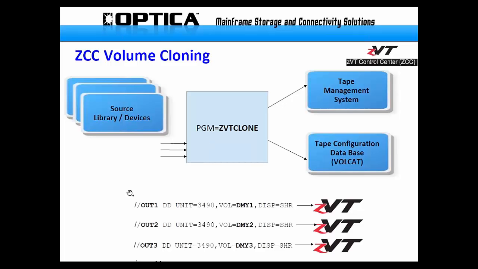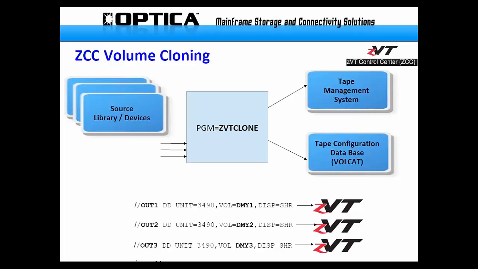ZVT Clone has a bunch of output data sets, or output DDs, that allocate the target tape drives in the ZVT. And so we'll multitask this anywhere from 1 to, theoretically, 99 output volumes. The bottleneck tends to be, of course, on the input side because that's usually the slower device. But we'll multitask perhaps as many as 14 or 15 or 20 volume copies at the same time, and we don't copy the individual data sets with ZVT Clone. We copy volumes at a time. We copy entire volumes byte for byte.